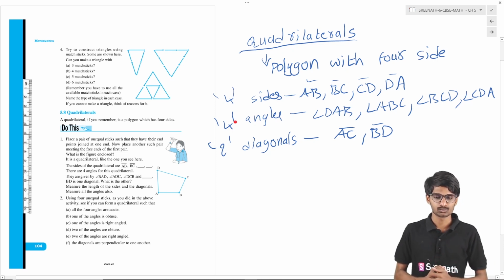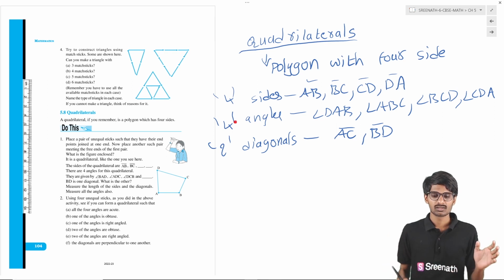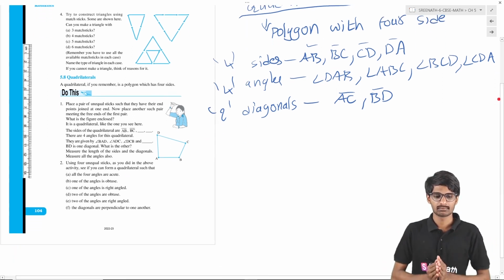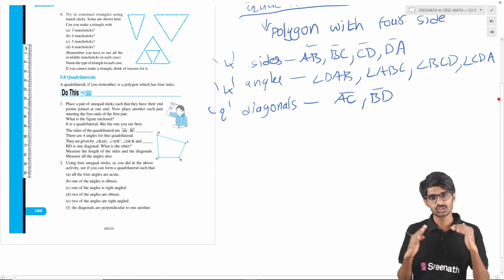Okay, students. So what happens if there is a quadrilateral? Can you imagine or can you guess?